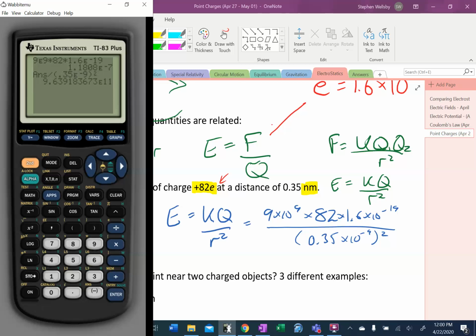So the answer that we're looking for here is, what's the field strength? It's going to be 9.64 times 10 to the minus 11. Actually, it should be 2 sig figs, so 9.6 times 10 to the minus 11.